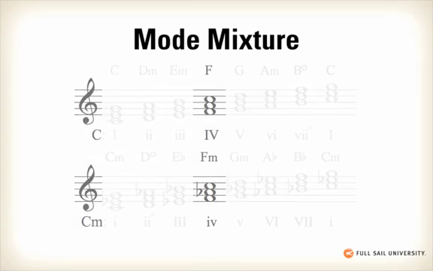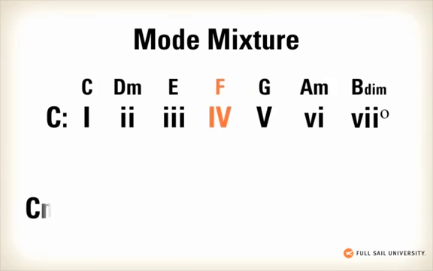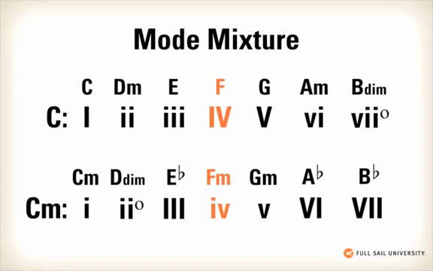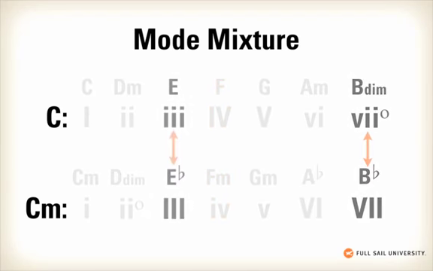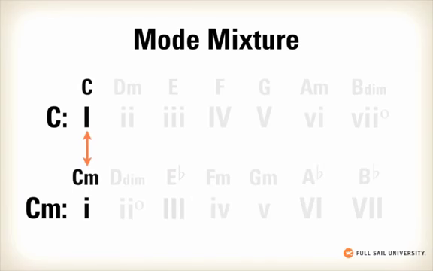When we lower the third of a 4 chord in a major key like this, you can think of it as borrowing the minor 4 chord from the parallel minor key. This is sometimes referred to as modal mixture, since it mixes the pitches of the major and minor modes. Other common borrowed chords from the parallel minor are the flat 6, flat 7, flat 3, and minor 1 chords.